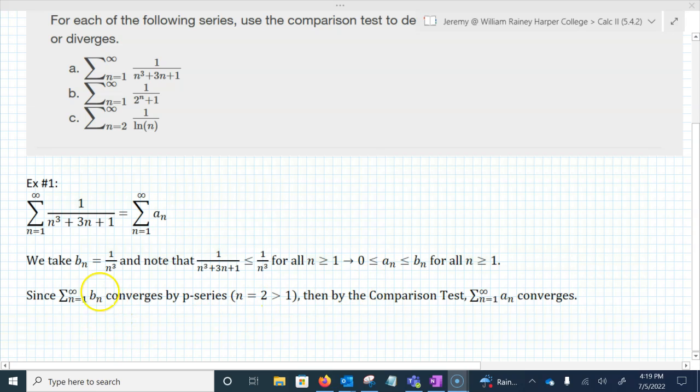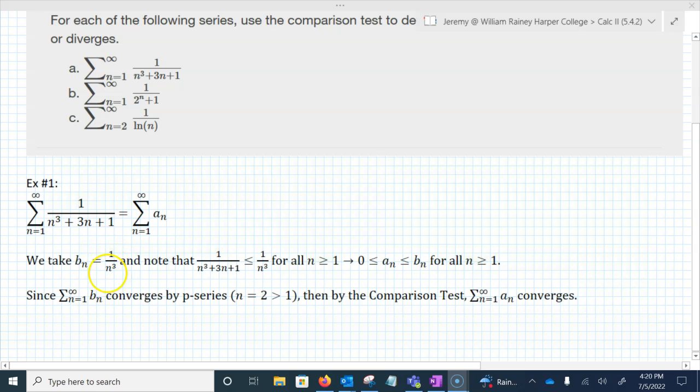And then since we know the series whose terms are b sub n, meaning 1 over n cubed, converges by the p series, where p equals 3, which is bigger than 1, then because that converges, and all the a sub n's are less than or equal to b sub n's, by the comparison test, the series whose terms are a sub n converges. So this example converges by the comparison test, where we compare it to 1 over n cubed.